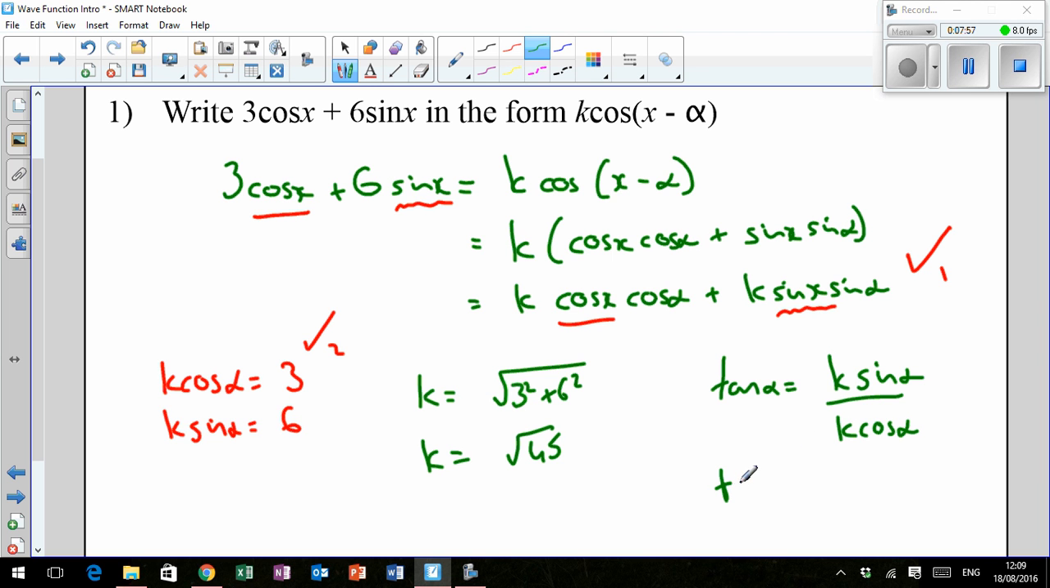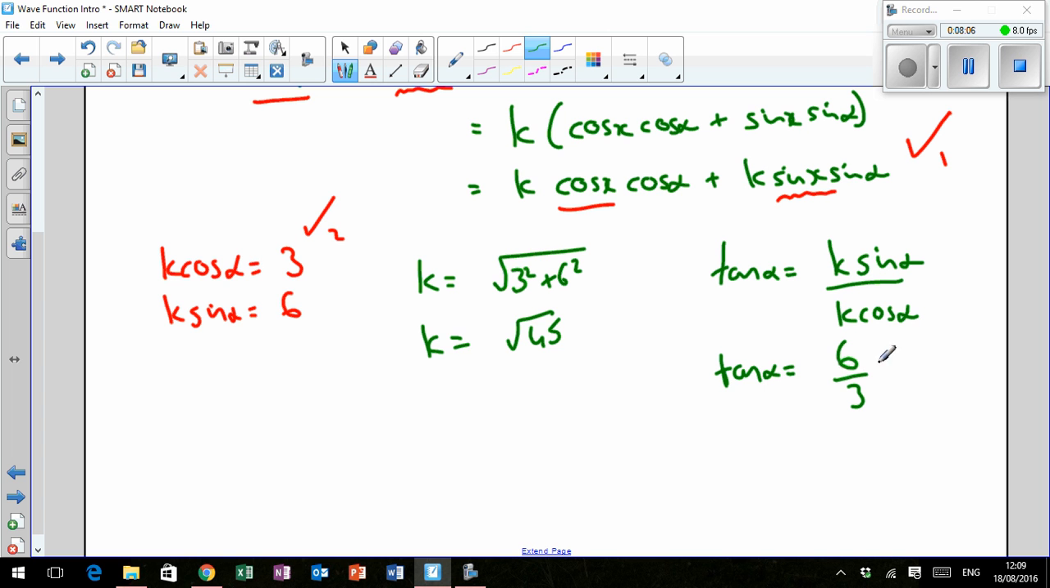And then we're just going to substitute in again. So tan alpha is 6 over 3, which is 2, obviously. So alpha is inverse tan of 2. Now we know there can be several options here. There's 4 quadrants we can work in.